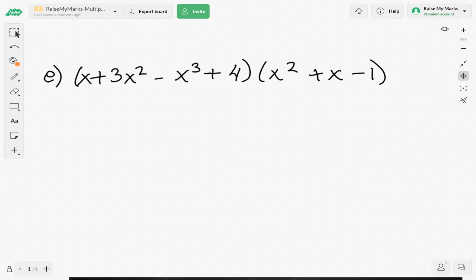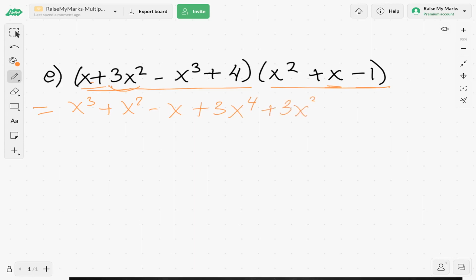Wow, last question. Okay, this is a big one. Again, we have a polynomial, 4 terms, times a trinomial. Again, take each term in the first polynomial and multiply by each term in the second polynomial, and we just add all the terms together. Right, so x times x squared, x cubed. x times x, x squared. x times -1, -x. Second term, 3x squared times x squared is plus 3x to the power 4. 3x squared times x is plus 3x cubed. 3x squared times -1 is -3x squared.